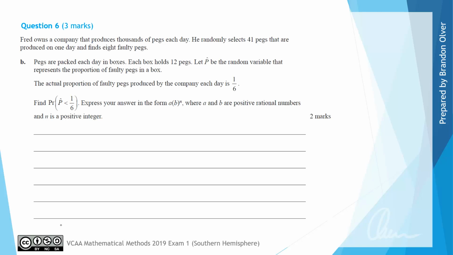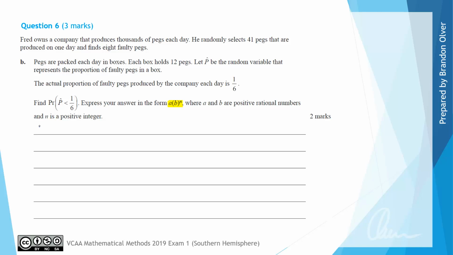For part B, we're told that pegs are packed each day in boxes. Each box has 12 pegs, and we let capital P hat be the random variable that represents the proportion of faulty pegs in a box. The actual proportion of faulty pegs produced by the company each day is known to be 1/6. Our question is to find the probability that P hat is less than 1/6, and we want to express our answer in the form a b to the power of n, where a and b are positive rational numbers and n is a positive integer.